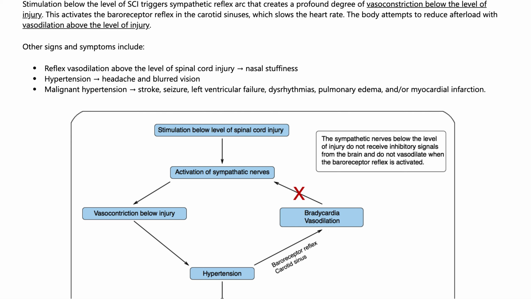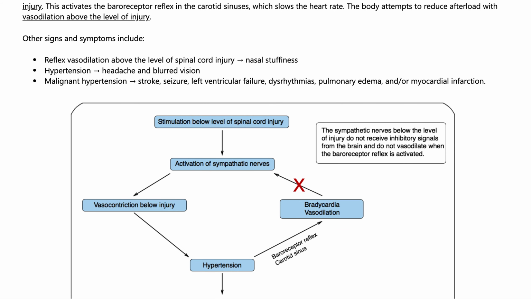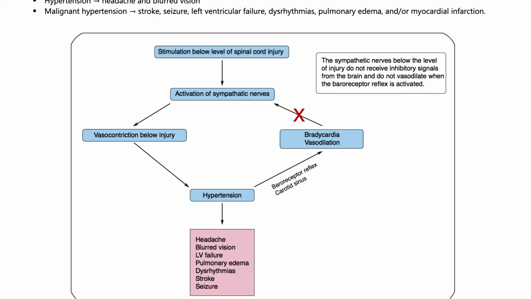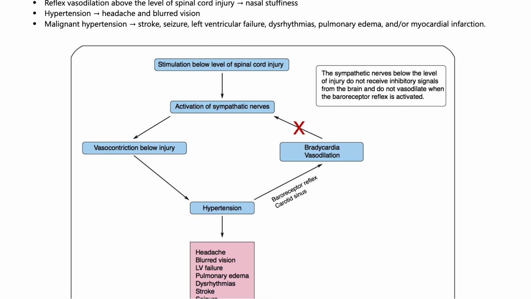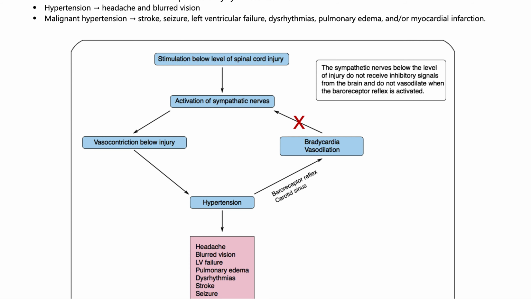So you have stimulation below the spinal cord injury, leading to activation of sympathetic nerves, which leads to vasoconstriction below the injury, which leads to hypertension manifested by headache, blurred vision, left ventricular failure, pulmonary edema, dysrhythmias, strokes, and seizures. And then the hypertension is attempted to be controlled by the baroreceptor reflex in the carotid sinus, leading to bradycardia and vasodilation. The sympathetic nerves below the level of injury do not receive inhibitory signals from the brain and do not vasodilate when the baroreceptor reflex is activated.